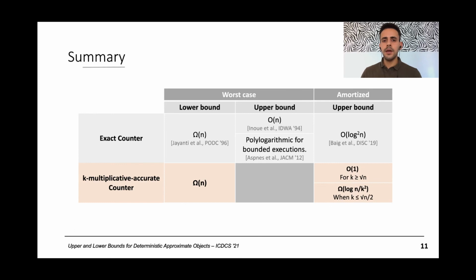As a final thought, this has been a first step in trying to understand how the relaxation of the sequential specification affects the complexity of linearizable concurrent object implementations, and we'll be interested in the future in studying different kinds of objects in order to understand what characteristics influence whether or not we benefit from the relaxation.